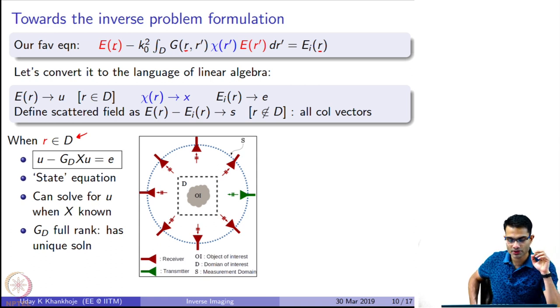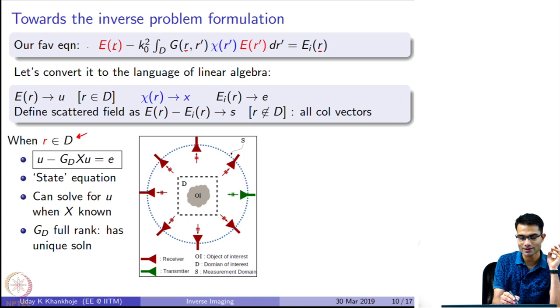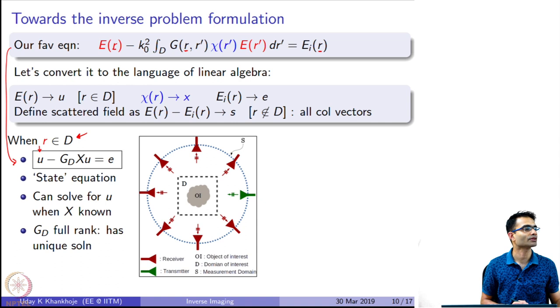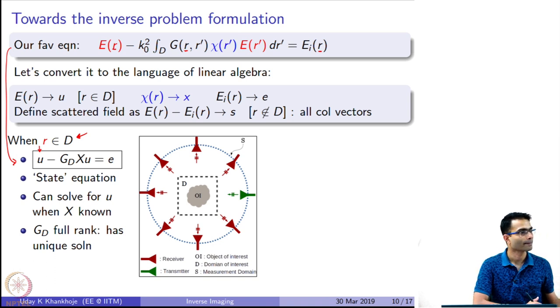But let's see what happens in terms of linear algebra. So let's just discretize this equation one term at a time. First term, electric field. What happens? It becomes u. Okay, just take this equation and, symbol by symbol, let's write it in the language of linear algebra. So the first term is er, which becomes u. Next is all of this k naught square integral g chi e. Chi is known in the forward problem, so we are going to call it x. And then I have a u, which is unknown, and the right hand side is known, which is e, small e, okay.